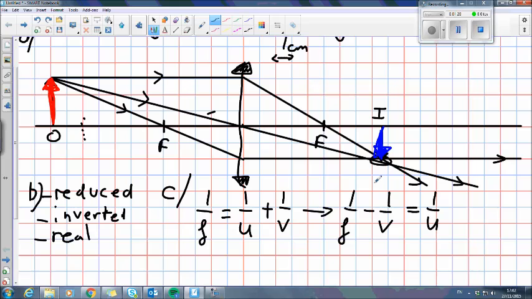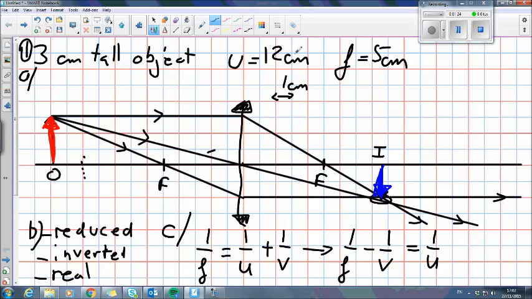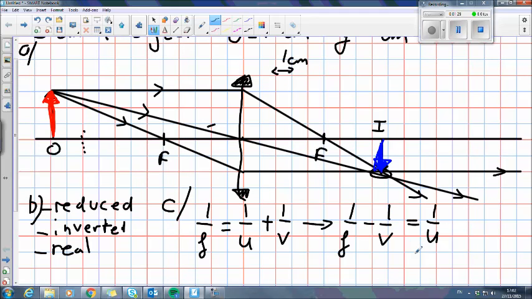This is where I have gone wrong. Obviously, what I just told you is that we've got an object distance of 12 centimeters. So I've just rearranged this for the object distance. No, we need to rearrange this for the image distance.